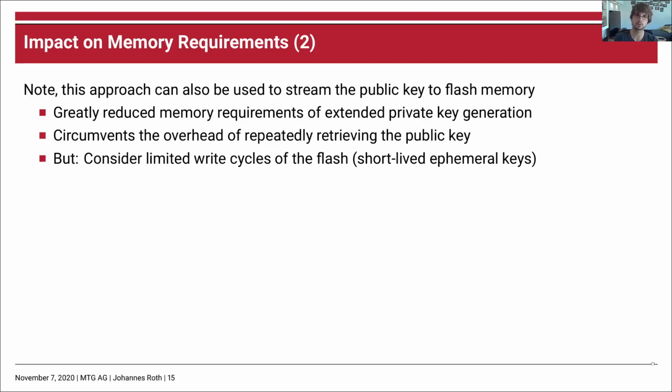Also note that our approach can also be used to stream the public key to flash memory. The drawback of the approach is that streaming the public key requires a high computational effort, as I showed previously. It was like 4 seconds for the smallest parameter set. However, if we choose to stream the public key once to the flash memory, we do not need to recompute the public key every time we need to send it. But we also have the benefit that we do not require as much memory to generate the key pair as with the original Classic McEliece key generation algorithm.